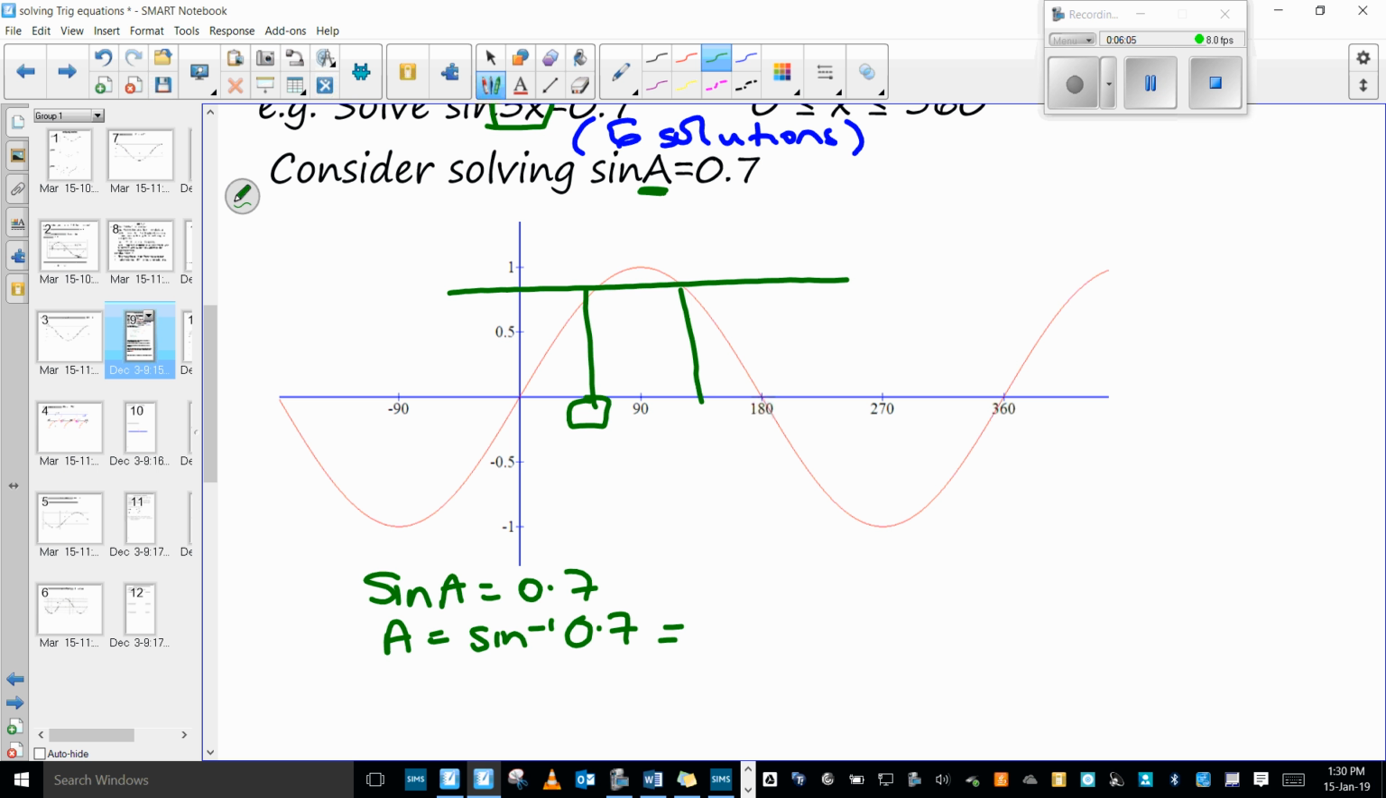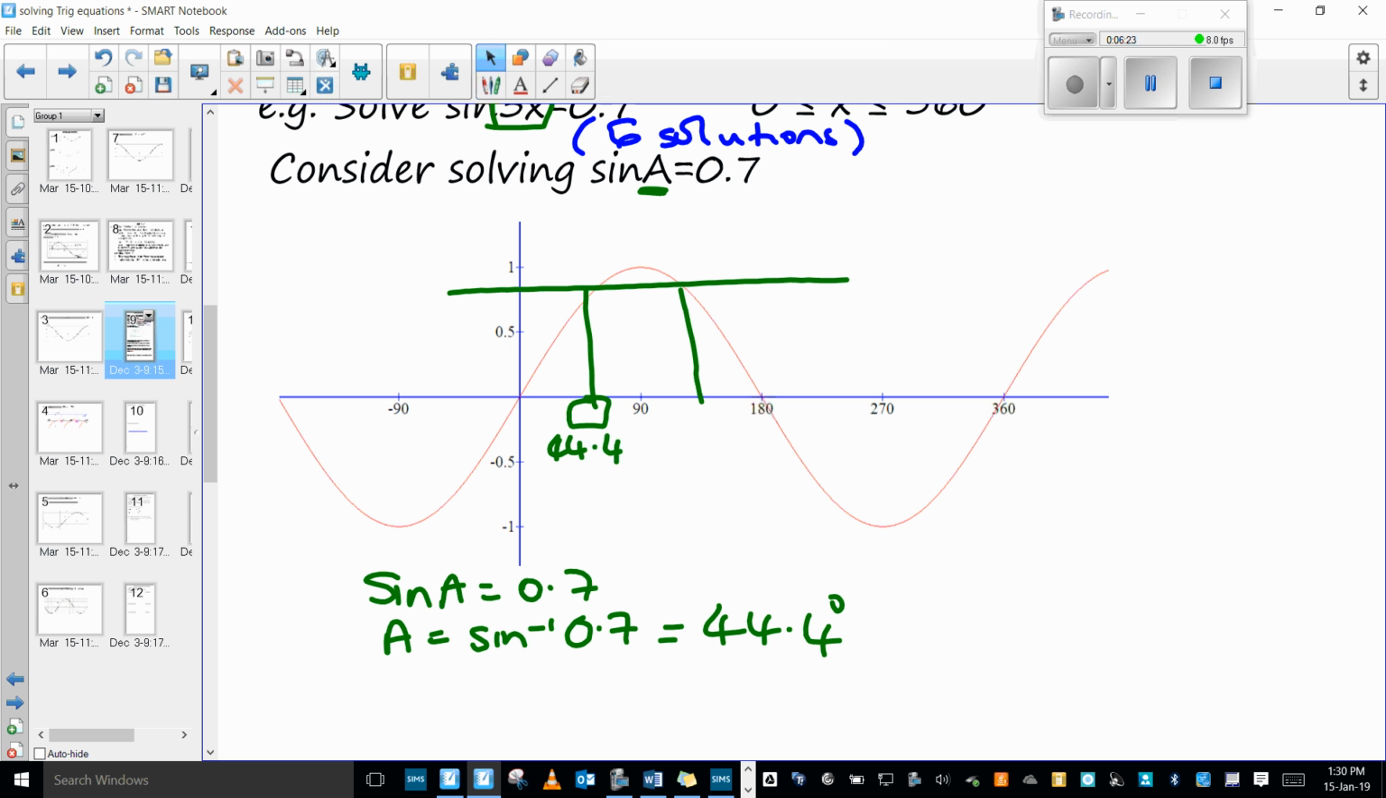So let's find that value. 44. Is that 3 sig fig? Is it exact? 44.4. Alright, so there's our first solution. So that's this one here, the 44.4.